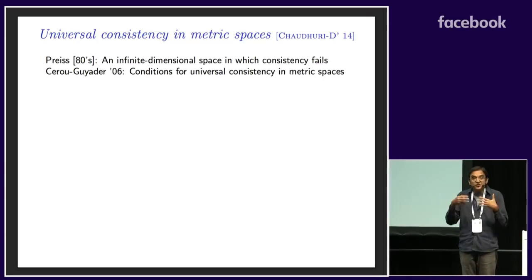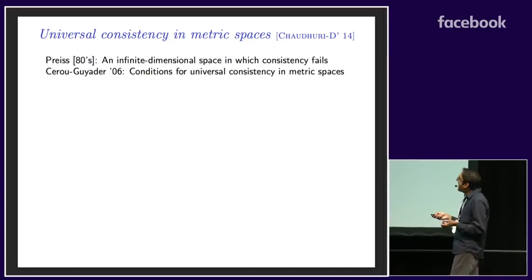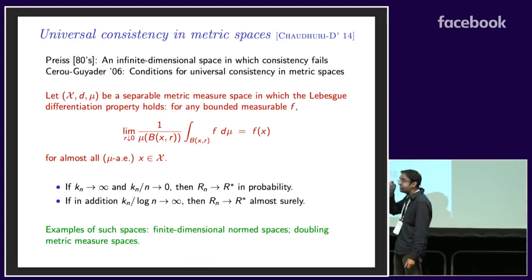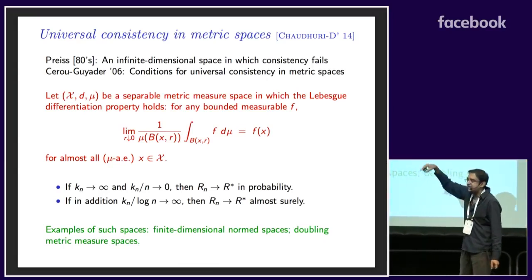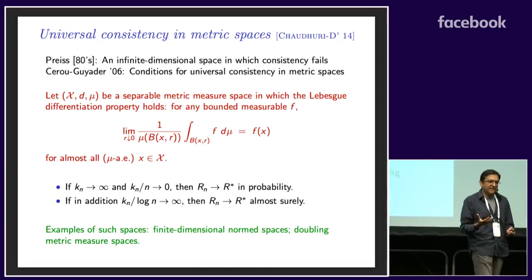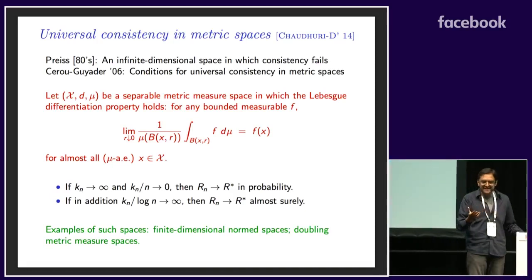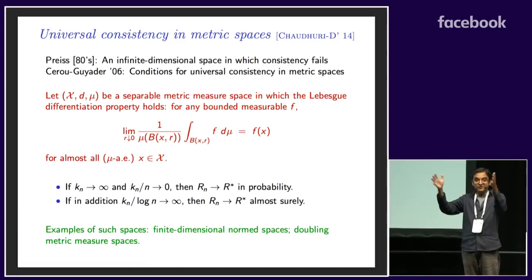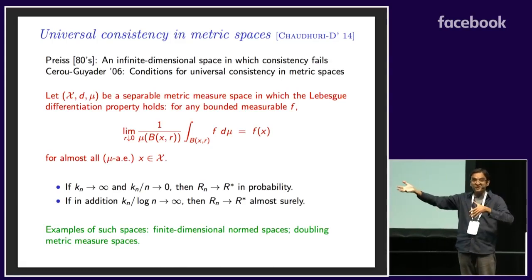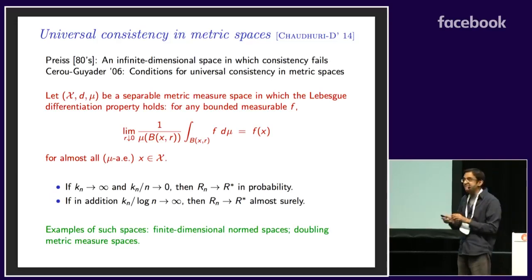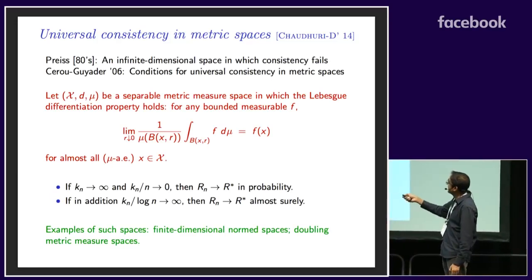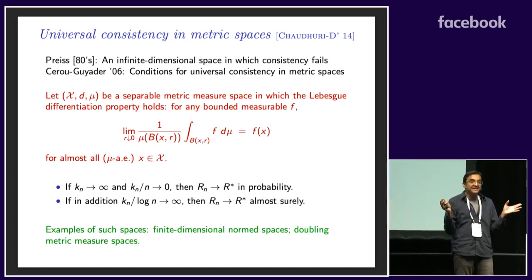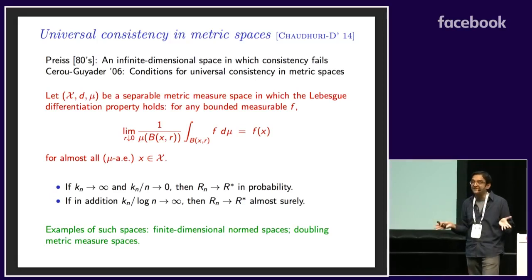But at the same time, there's been an effort, and it's continuing, to try and identify conditions on the metric space under which you do get consistency. And basically, the most general condition known so far is a metric space that satisfies essentially the fundamental theorem of calculus. So the fundamental theorem of calculus is that differentiation is the inverse of integration. If you take a function and you integrate it, and then you take the derivative, you get the original function back. So you can write the metric space version of this. This is what it looks like. And if the metric space satisfies that theorem, then universal consistency holds in that metric space.